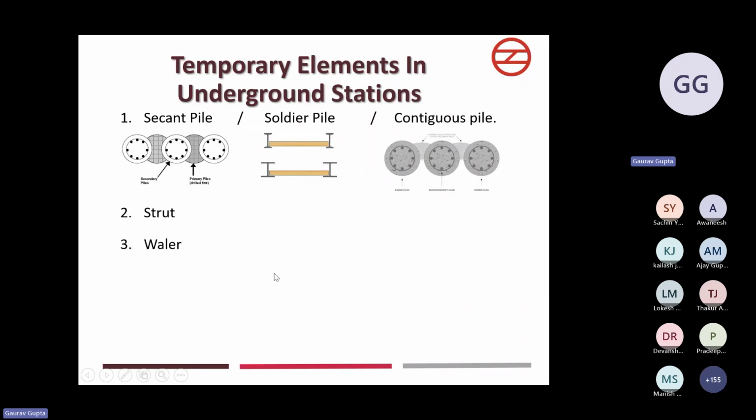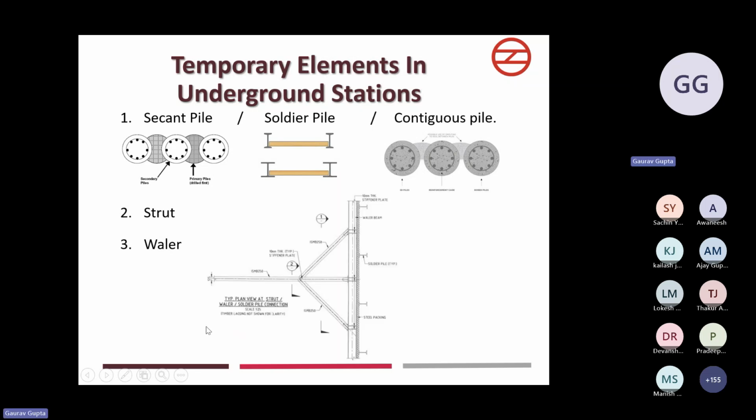Now comes the second element in temporary elements, the strut, and then the waler. This is a plan showing a typical strut and waler connection. Now, what is a waler and what is a strut basically? Whenever we have installed our retaining system, which can be a D-wall in top-down construction, and secant pile or soldier pile or contiguous pile in bottom-up construction, whenever we do the excavation, the retaining system has to be supported by the waler and strut system, so that the whole system is in a balanced state.